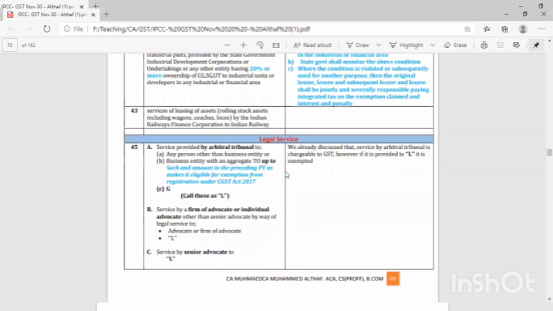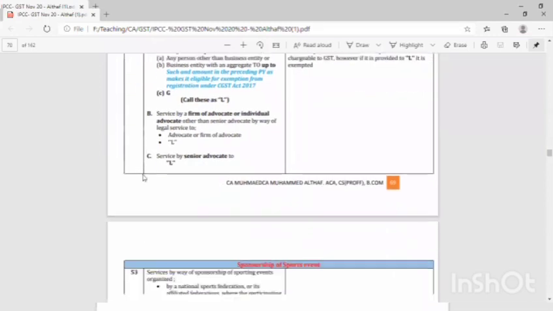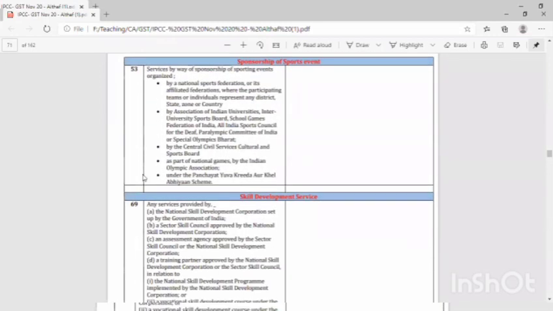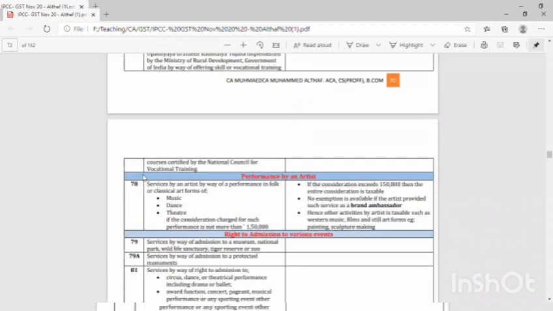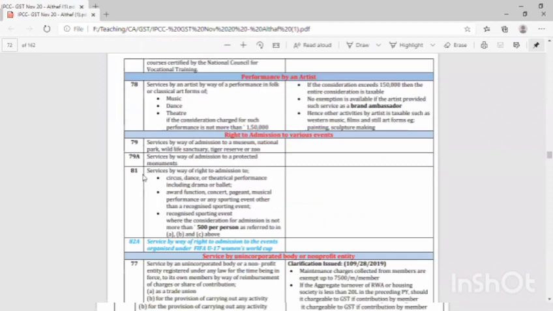Next one, here also is the same amendment that we discussed earlier: the 20 lakh wording they have removed. Instead, they have given that such an amount in the preceding previous year makes an unregistered business entity eligible for exemption. Sponsorship, there is no amendment. Skill development, there is no amendment. Performance by artist, right to information.